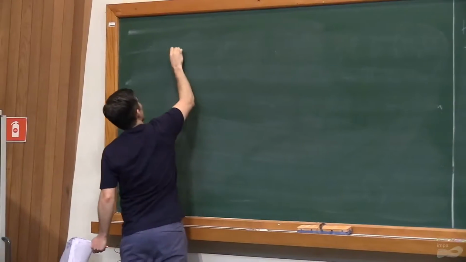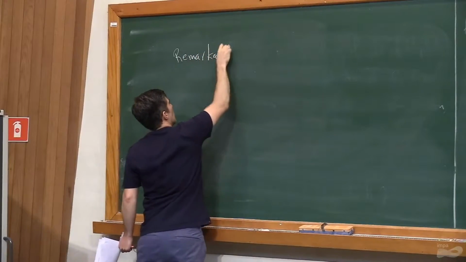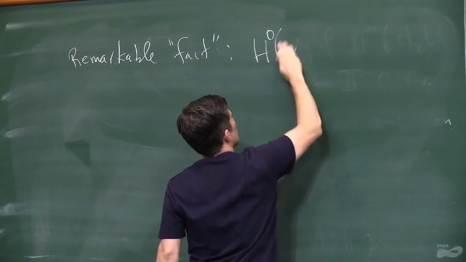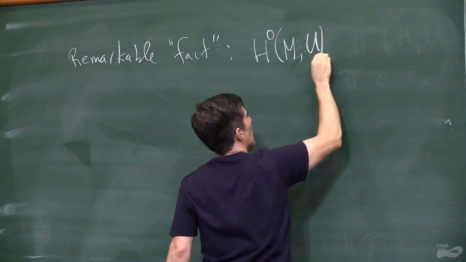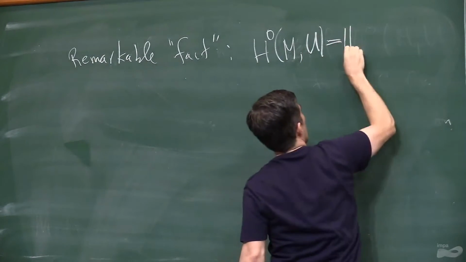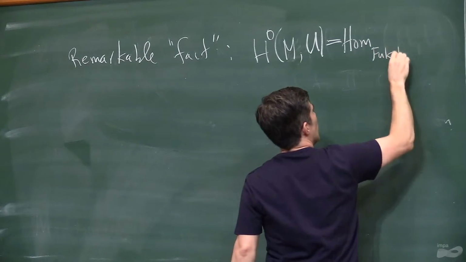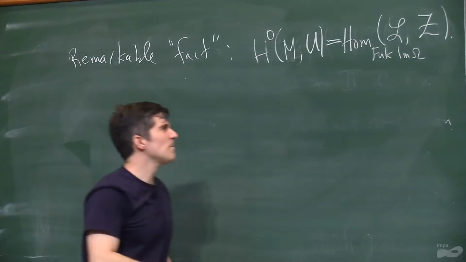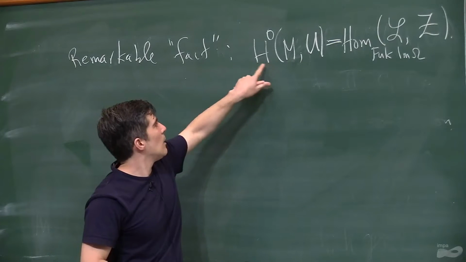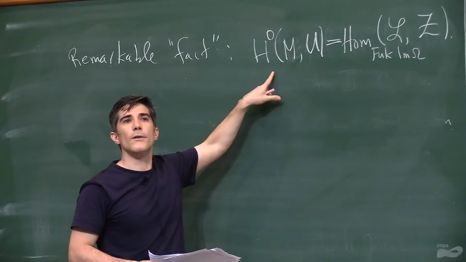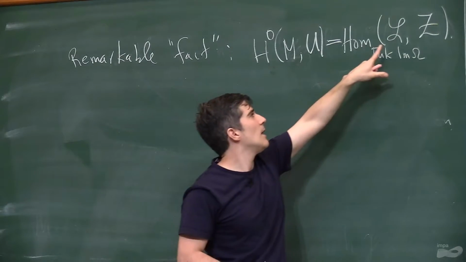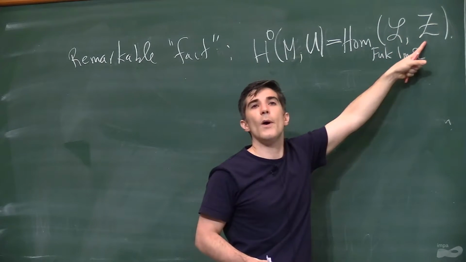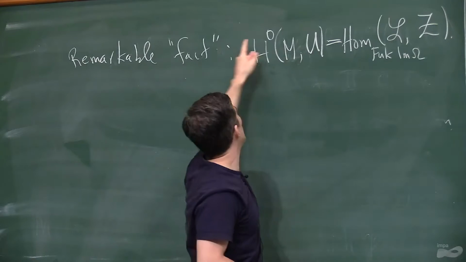And the remarkable fact is that this space that we're looking for, this vector space, is actually the Hom in the Fukaya category of the imaginary part of omega between L and Z. So this thing, which we normally would use complex geometry to compute, can be computed as a homomorphism in the Fukaya category between a Lagrangian and a coisotropic A-brane. Why do I put this in quotation marks?